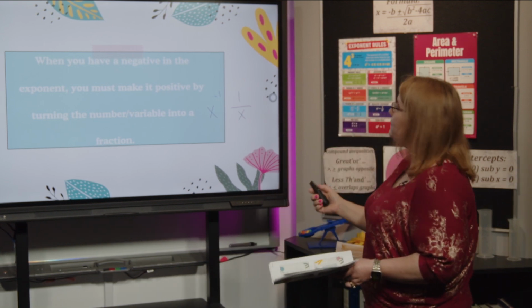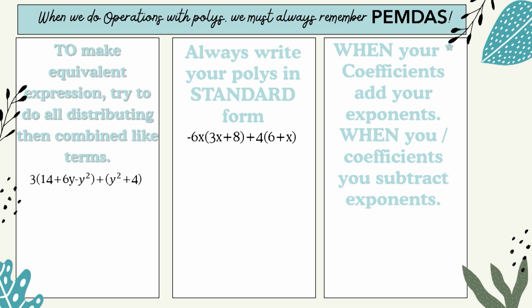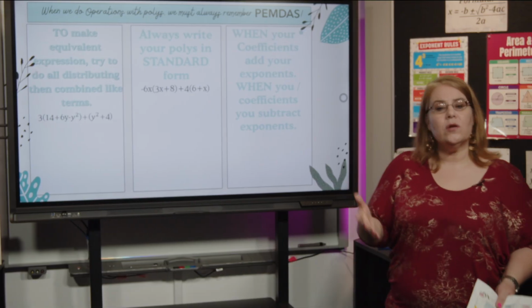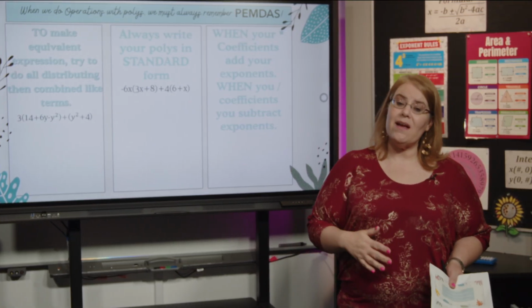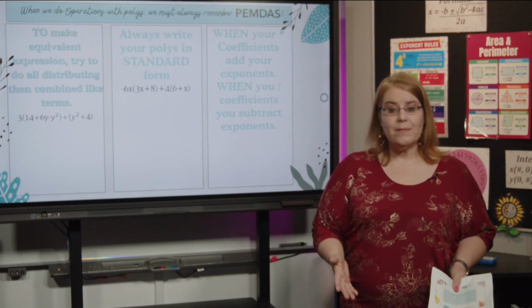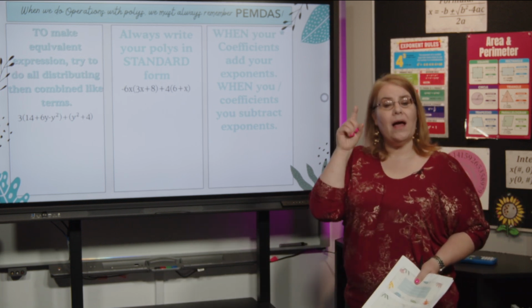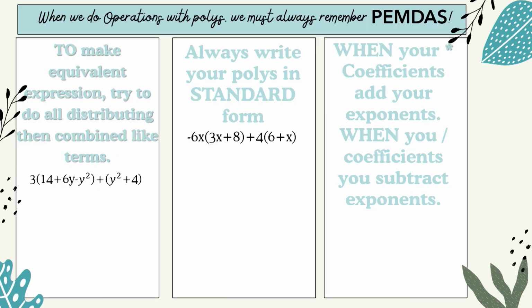All right, so let's go. When we do operations with polynomials, we must always remember PEMDAS. Now, in elementary school, you may have learned, please excuse my dear Aunt Sally, or you may have learned PEMDAS. Both of them are absolutely correct. We just need to make sure we know how to work it. So let's look at this. Obviously, I have parentheses and exponents. We know that. But when we have this multiplication and division, it's from left to right. When I look at this addition and subtraction, it's also going to be from left to right.